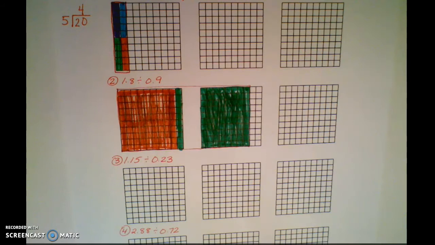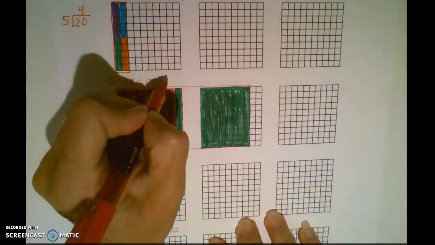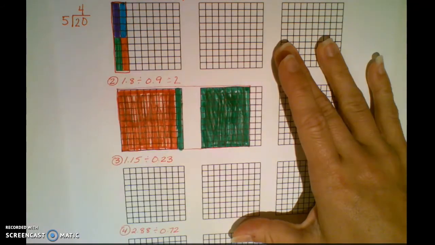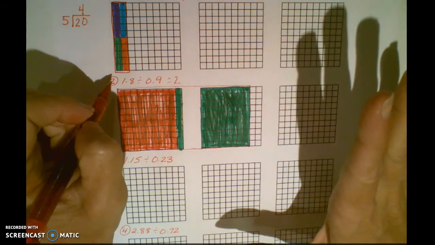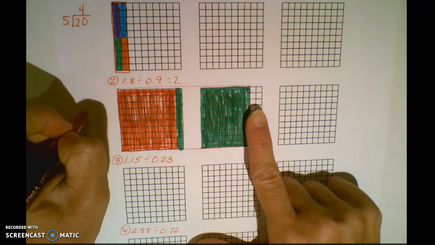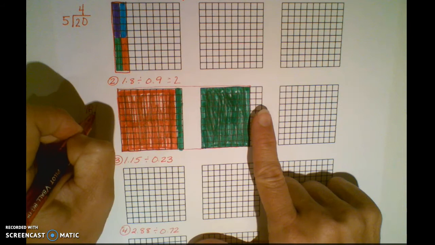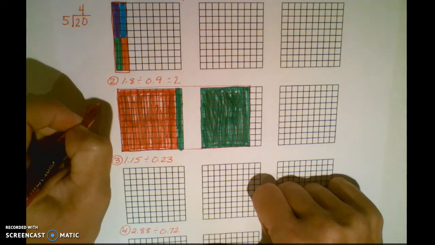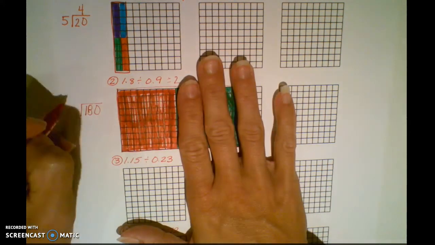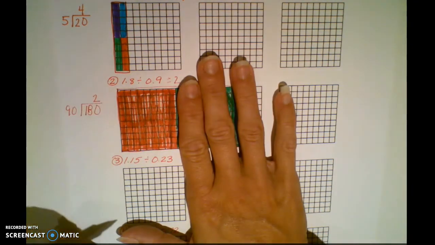All right, so let's look. Here we go. I did it and I was able to shade it in 2 full times. So I know 1 8/10 divided by 9/10 is 2. And let's look at that. What I really had here, how many squares did I have that made up 1 8/10? 180. Okay, so I had 180. And 9/10 was made up of 90 squares. So 90 goes into 180 2 times.